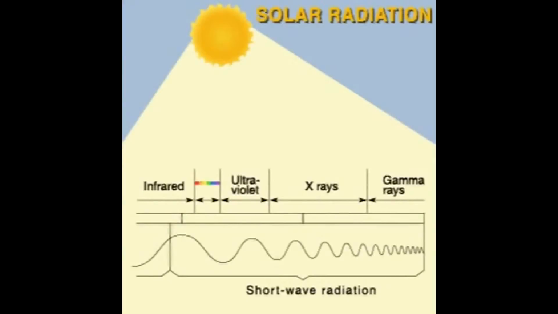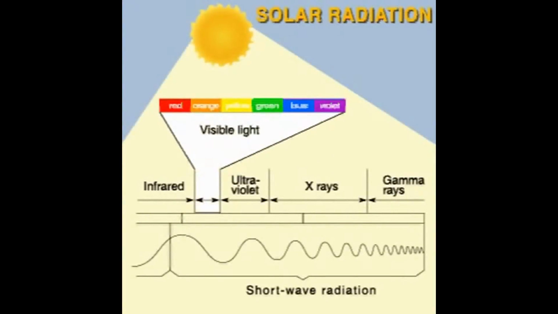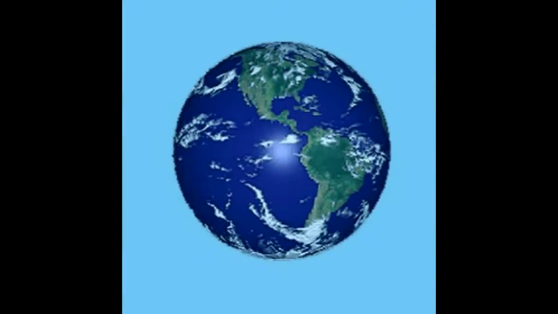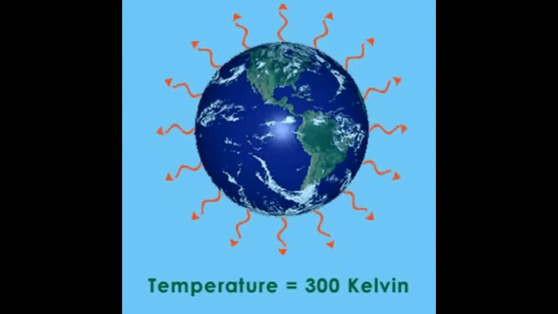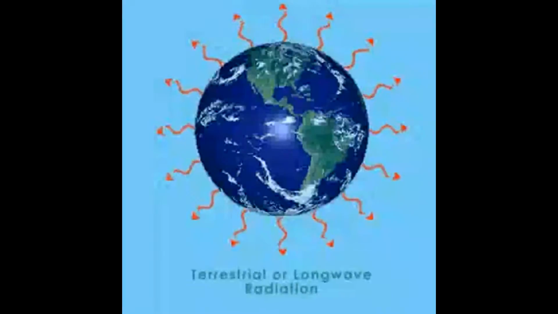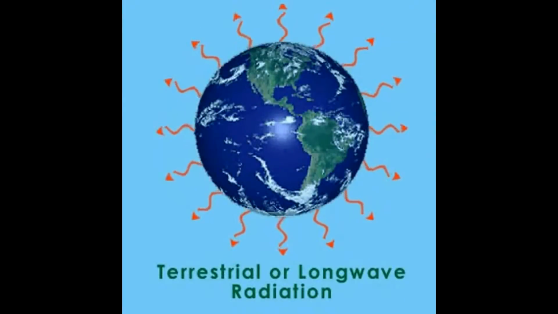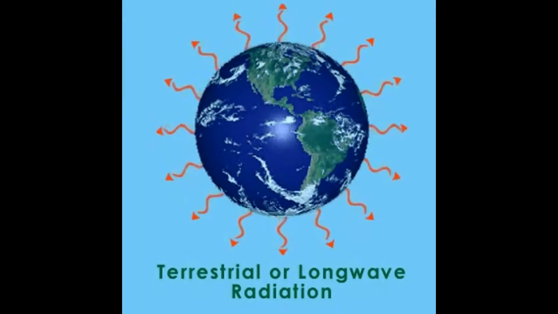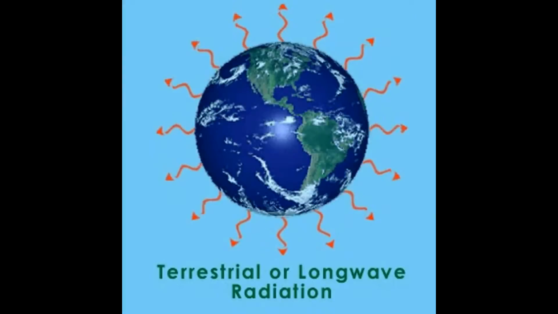Most of solar radiation is the visible light we see with our eyes, but it also includes wavelengths that we cannot see, like the ultraviolet light that causes sunburn. The Earth, however, being much cooler than the Sun, emits lower energy, longer wavelength radiation. Energy emitted by the Earth is also referred to as terrestrial, which means land-based, or long-wave radiation. Although we cannot see long-wave radiation with our eyes, we detect it as heat.